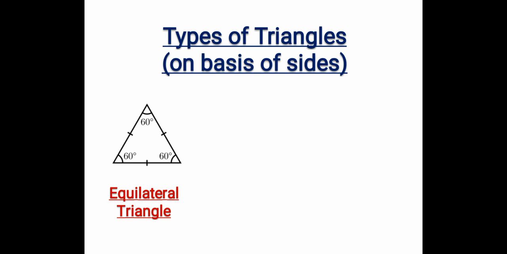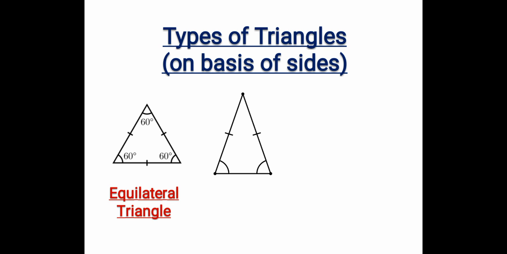Now, types of triangle on the basis of the sides. Here on the basis of the angles, this is what? 60, 60, 60, and all the three sides are equal. All the three angles are equal. We will know it as an equilateral triangle, okay. The triangle in which all three angles and all three sides are the same, we say that triangle is an equilateral triangle.